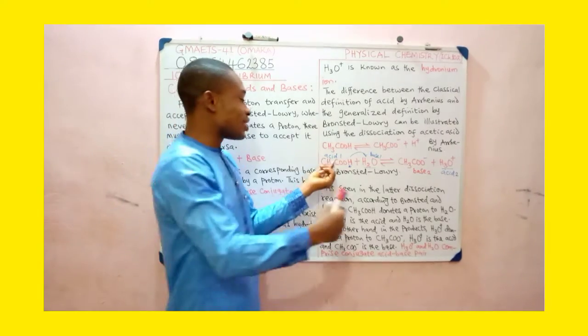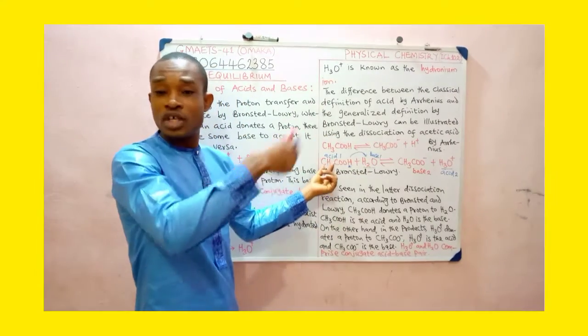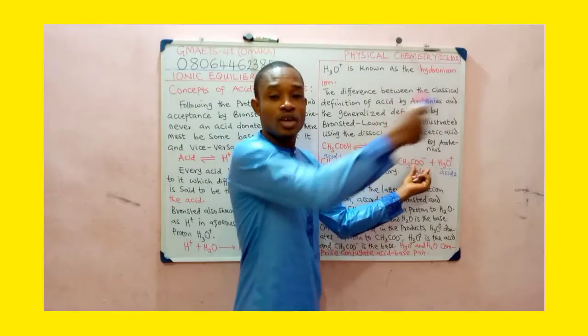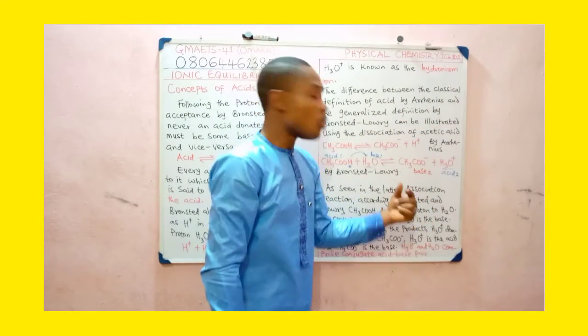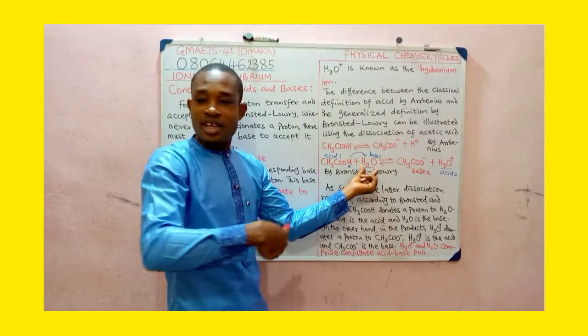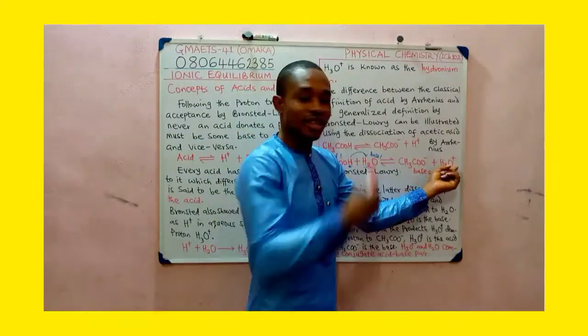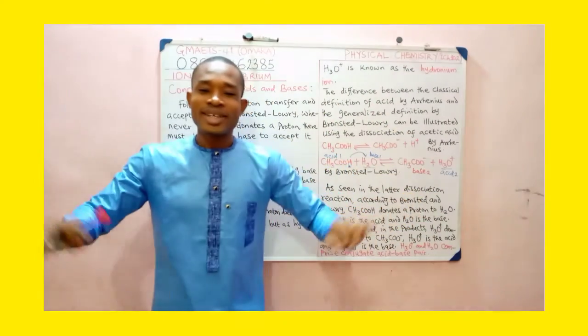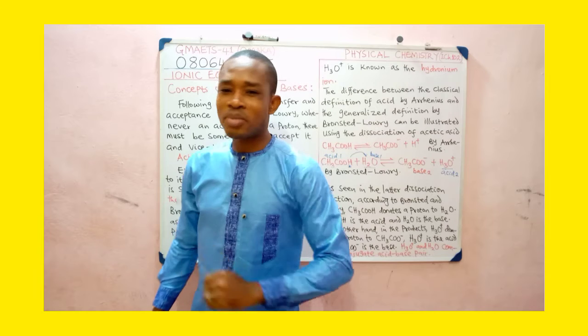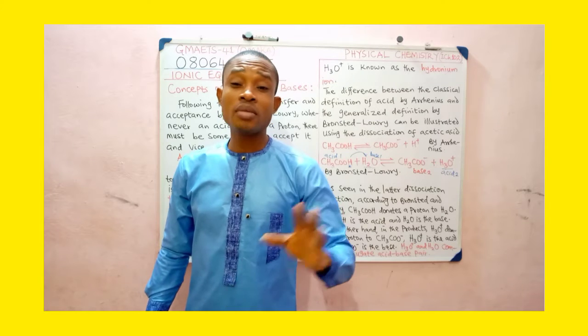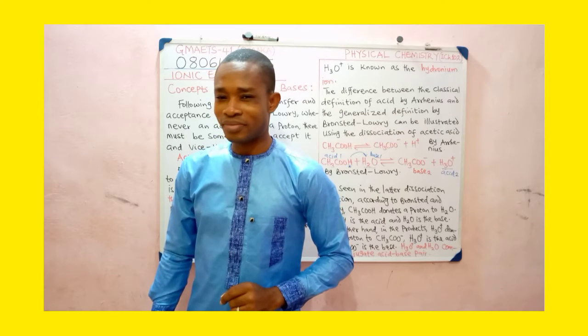If you pick the acid from the reactant, its conjugate base will be the base in the product. And if you pick the base from the reactant, its conjugate acid will be the acid in the product. So that's how the concept of conjugate acid-base pair goes. We're going to see more of them in the next video.